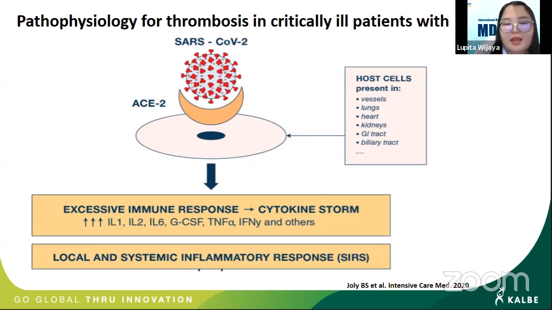And don't forget, ACE2 is also located in our nervous system. Because of that, after binding to the ACE2 of our brain, the virus can cross the blood-brain barrier to get inside the blood vessels of the brain. Local and systemic inflammatory responses will happen.